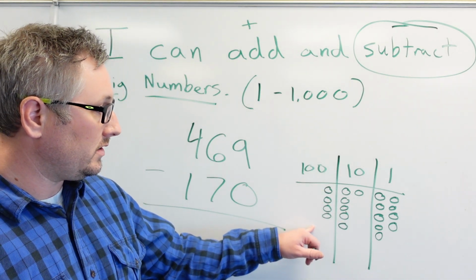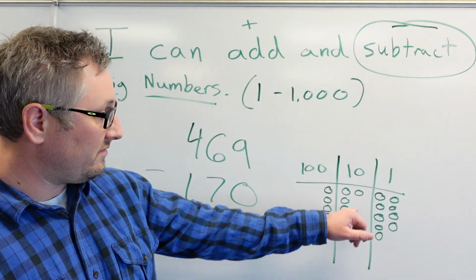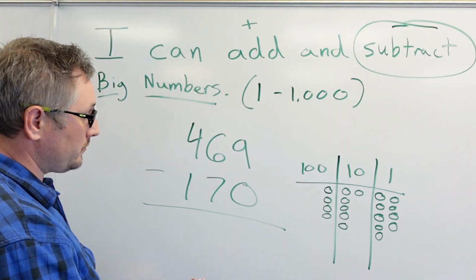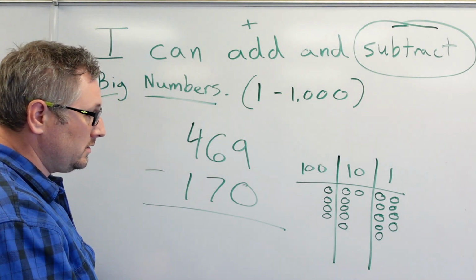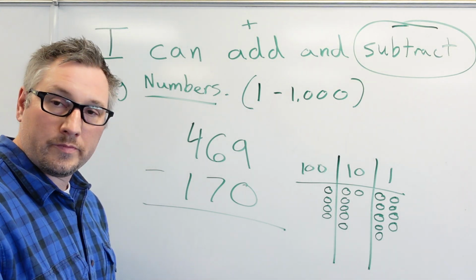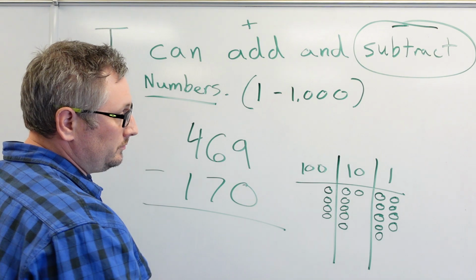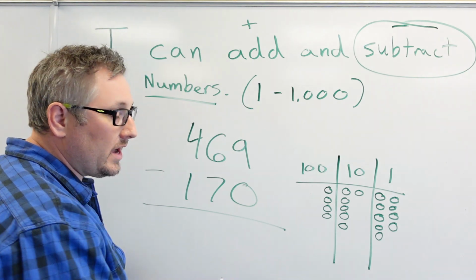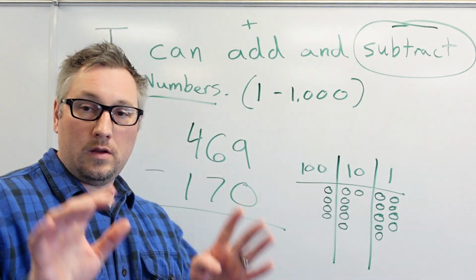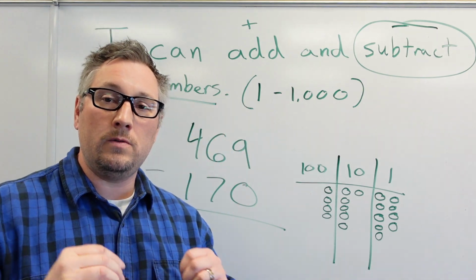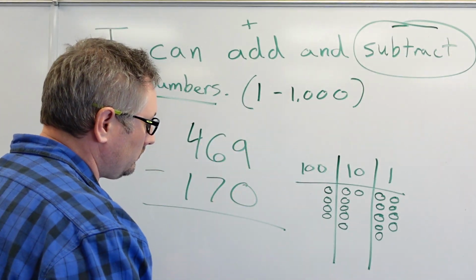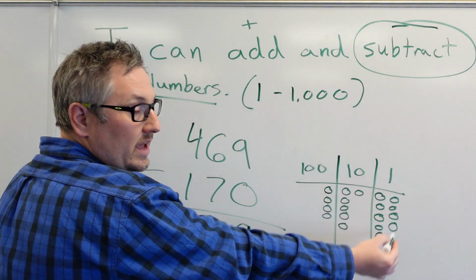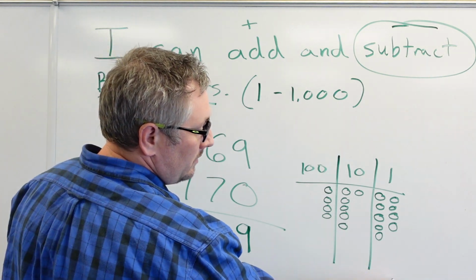I see that I have 4 hundreds. I have 5 plus 1 tens. And I have 5 plus 4 ones. 469. I need to subtract 170. I'll start in my ones column. I have 9 ones and I take away 0 ones. If I have 9 and I take away 0, I still have 9. I'll write my answer right down here. 9. And I know that over here on my place value chart, I'm not taking away any.